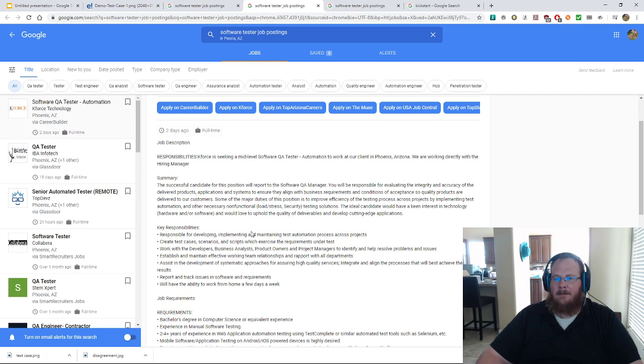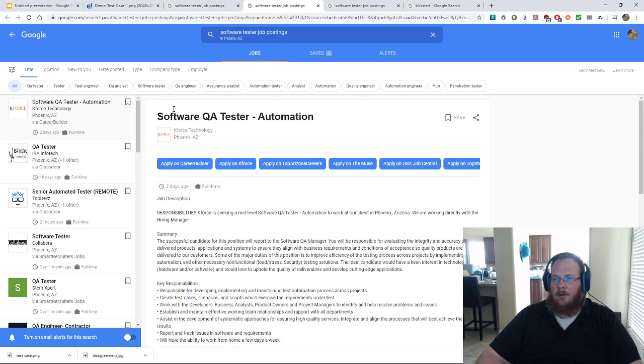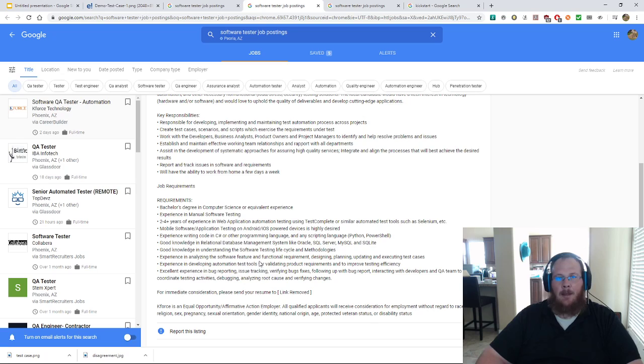Okay, they're basically saying they want a go-getter. They want someone who's not going to sit around and wait for an assignment. They want someone who's going to go out and find an assignment and work on it. Key responsibilities are developing, implementing, maintaining test automation process across projects. Great. They are looking for an automator, so they're probably looking to pay close to six figures for this person. Create test cases, which we know about. Scenarios and scripts, which exercise the requirements under test.